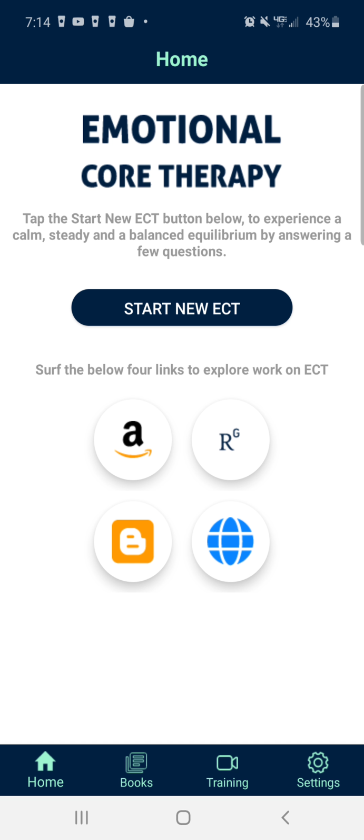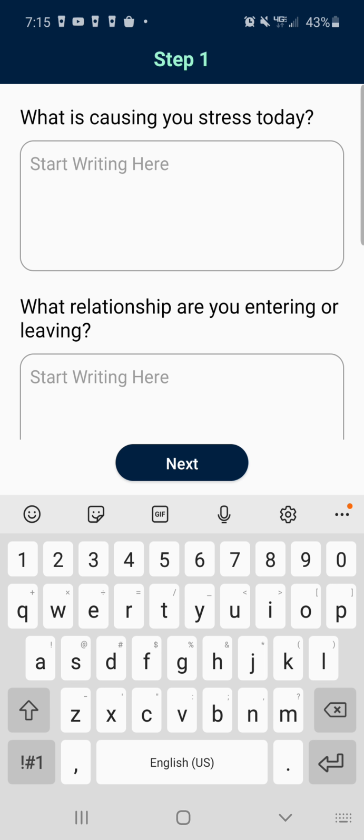In this hypothetical patient of mine, he's suffering depression from going through a divorce of a couple of years, where he loved his wife. Now she's moved out of the house. So we start the process by clicking on Start New ECT. Okay, so what is causing you stress today? Well, he's lost his wife, so he says, my wife divorced me. So we type that in.